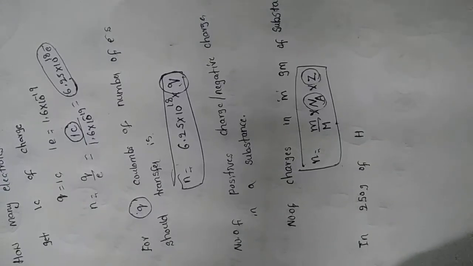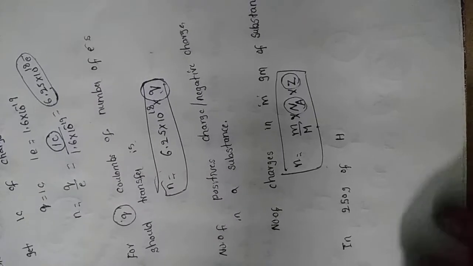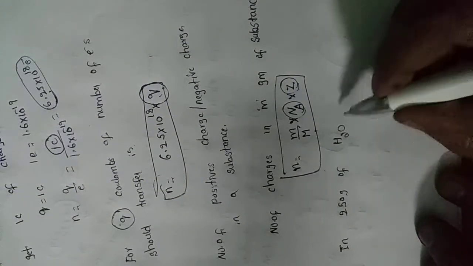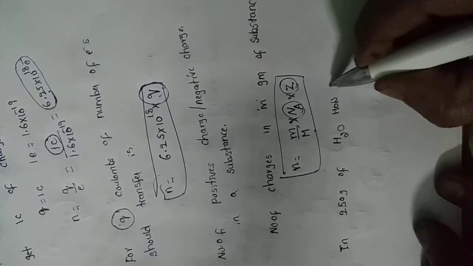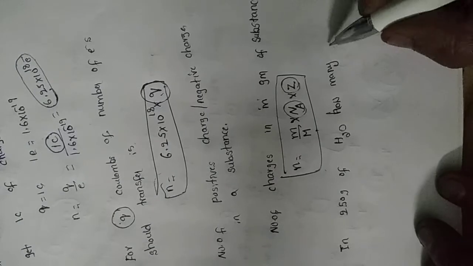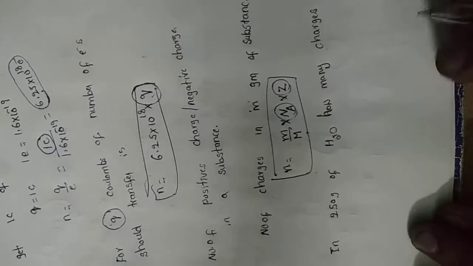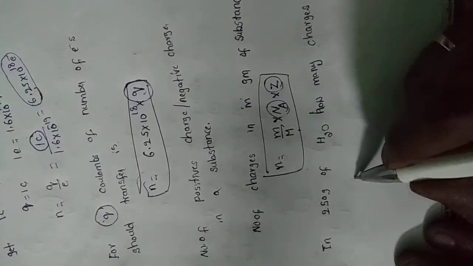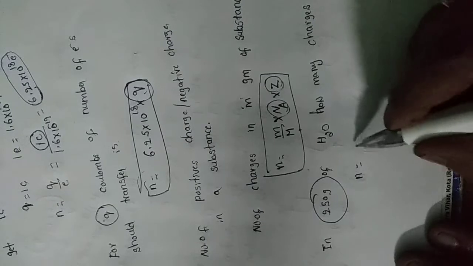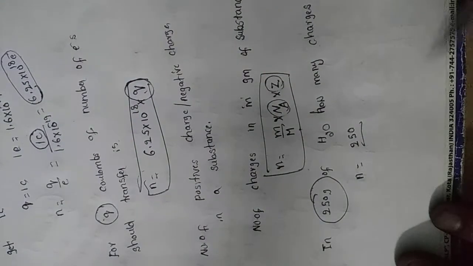So as we discussed earlier, based on charge quantization, two types of problems are there. First one we have discussed. Second one is: in 250 grams of water, how many charges are present, either positive or negative? So what is the question? Number of charges is equal to mass. They only gave 250 grams. Molecular mass.